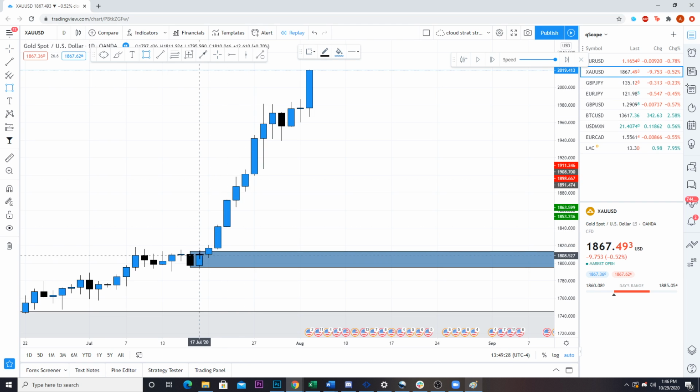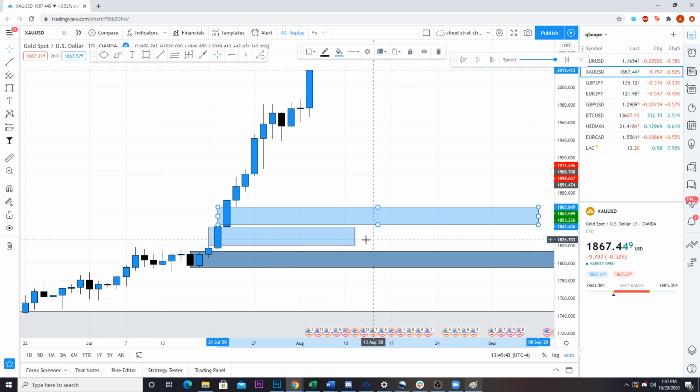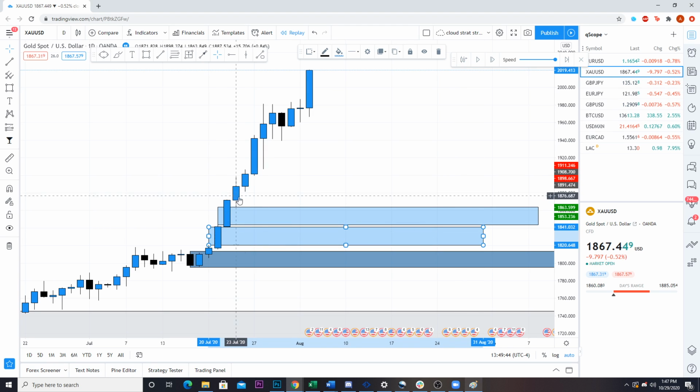So if we start here, we see this wick to wick. So this right here is a very small imbalance. We could consider that, but right now we won't. Let's take a look at the bigger ones. So this wick to wick is actually a bigger imbalance. And just like that, we have this wick to wick, which is an imbalance as well. And you'll see that this one right here is also an imbalance. So what we can expect is that these areas are eventually going to be filled.